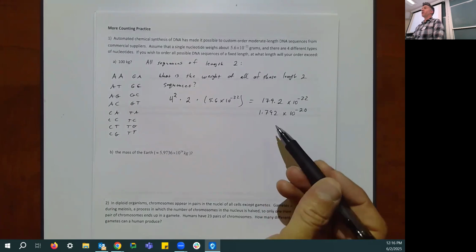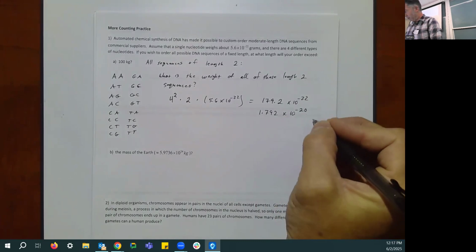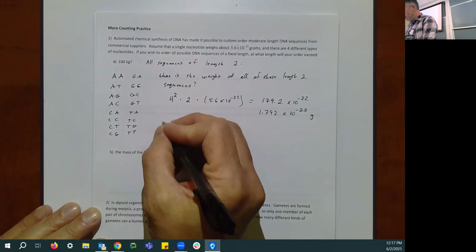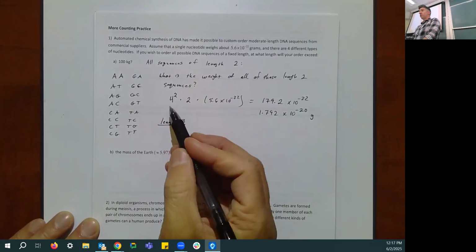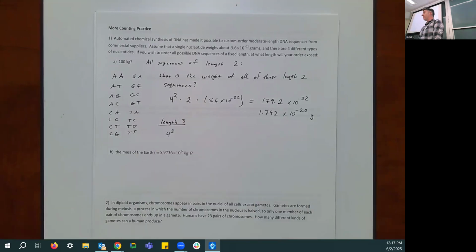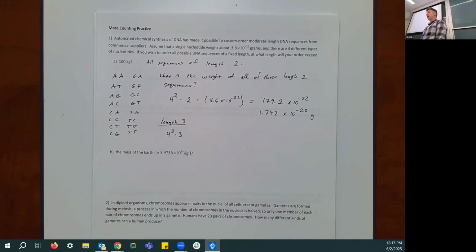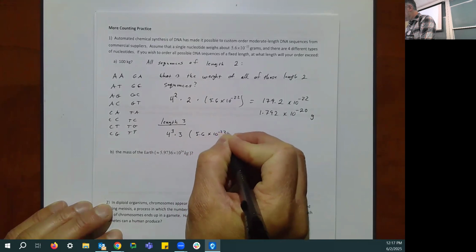Clearly not even close to 100 kilograms, right? This is 1.792 times a very, very small amount of grams. But this is going to help us figure out how we answer this question. So I'll just point out that if I wanted all sequences of length 3, same idea. Instead of 4 squared equals 16 of them, there'd be 4 to the third of them. There's 64 of them, but now each of them has 3 nucleotides. So that's the number of nucleotides we're going to have, and then they all weigh the same terrible number, whatever.